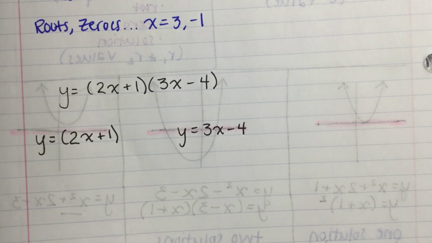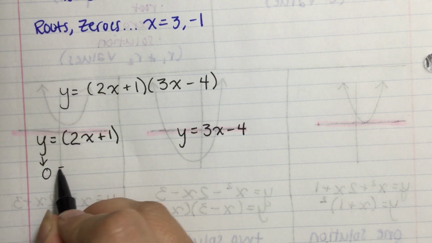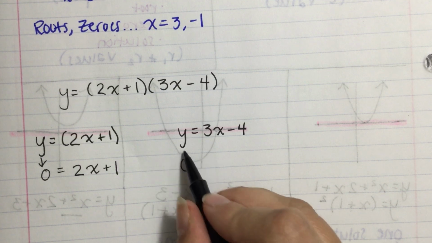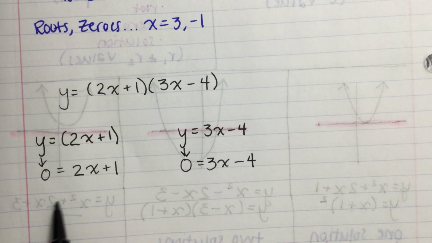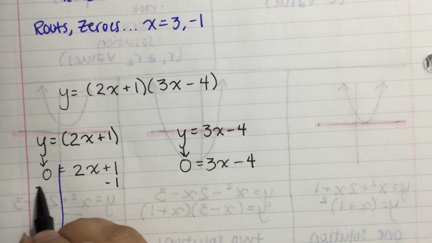I didn't mean to put parentheses on that one. That's my bad. And I'm going to set them both equal to 0. So I'm going to change y to be 0 because I want to know what is the value of x when y is 0. And I'm going to solve backwards for this x value. My first step would be to subtract 1 on both sides.